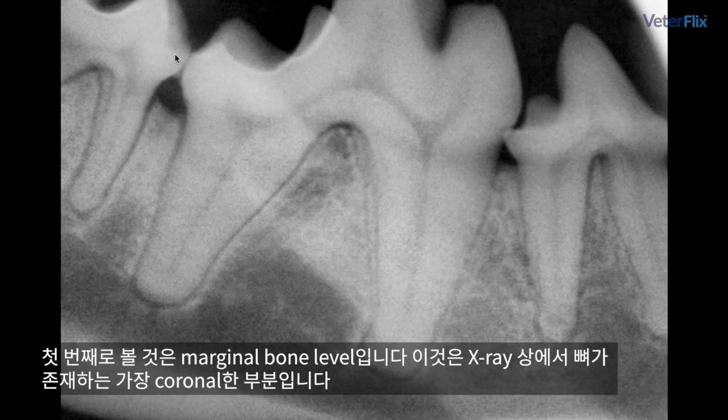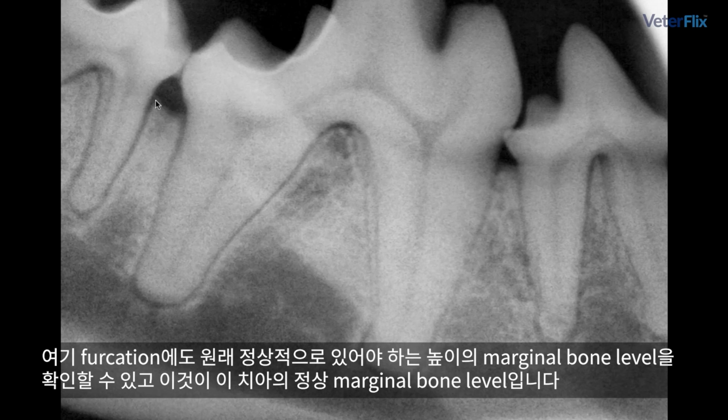The first thing that we'll look at is the marginal bone level, and that is the most coronal level that the bone exists that we can see radiographically. So we can see here the marginal bone at this level in the furcation all the way up as it's supposed to be normally here as well. These are normal bone levels for this tooth.